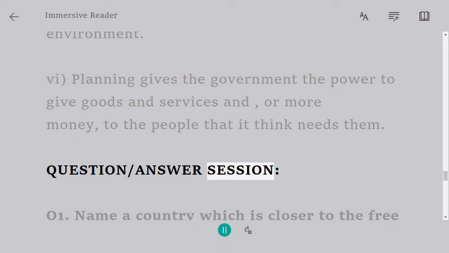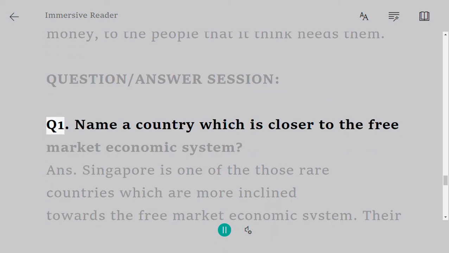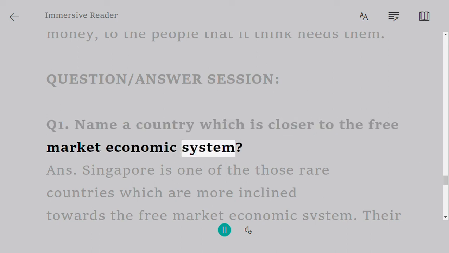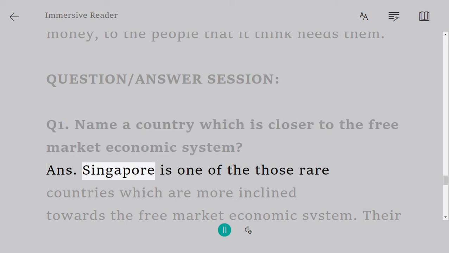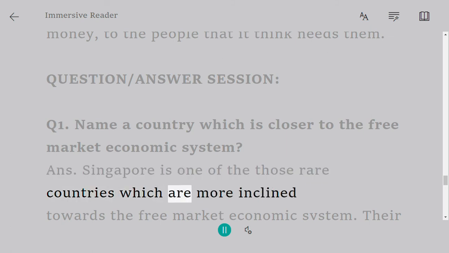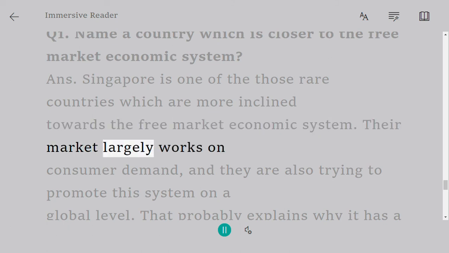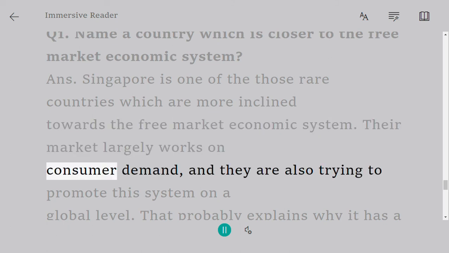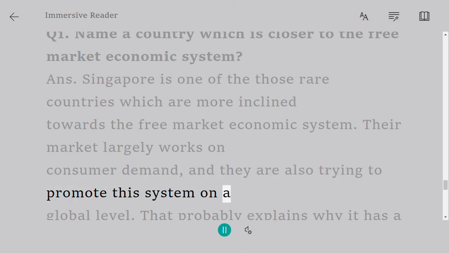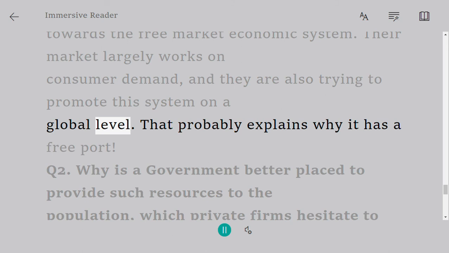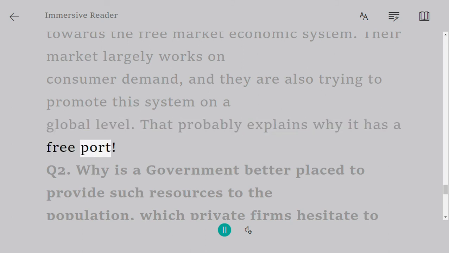Question/answer session. Q1. Name a country which is closer to the free market economic system. Answer: Singapore is one of those rare countries which are more inclined towards the free market economic system. Their market largely works on consumer demand, and they are also trying to promote this system on a global level. That probably explains why it has a free port.